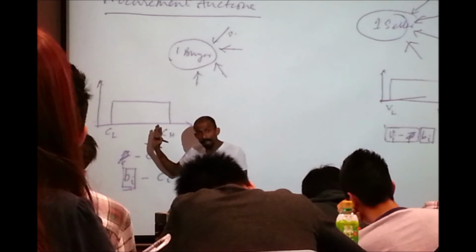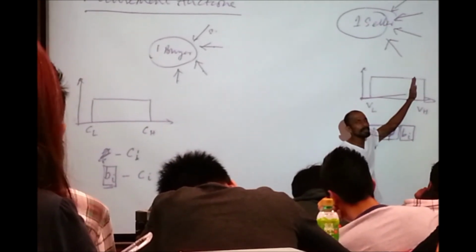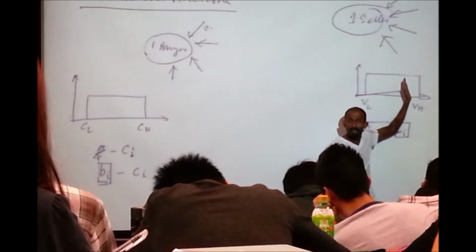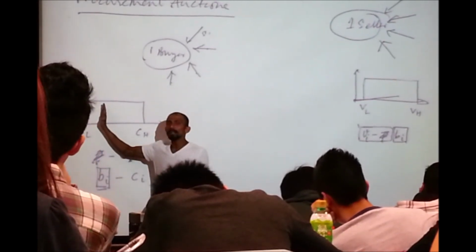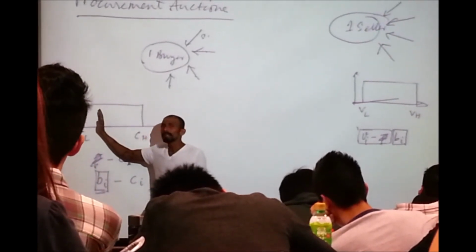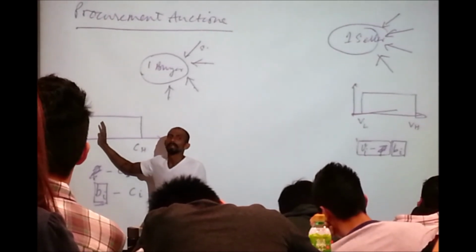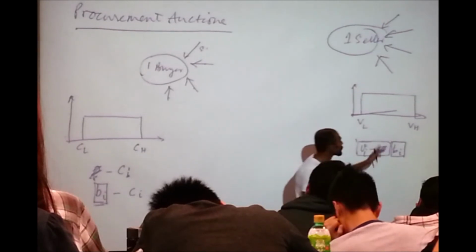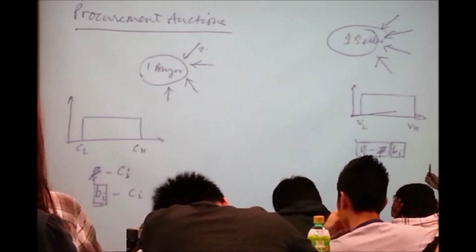In a first price auction, what happens in a sale auction? I will choose the bidder with the highest bid and I will make him pay that price. In a first price procurement auction, I will choose the bidder with the lowest bid and I will give him that price. I will supply myself. That's the procurement.